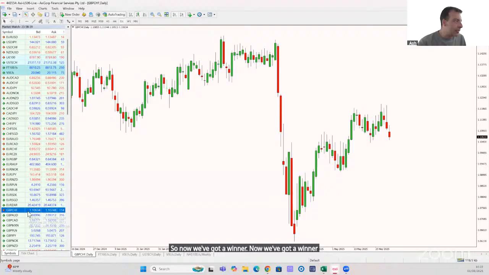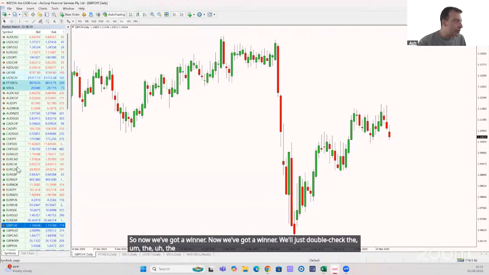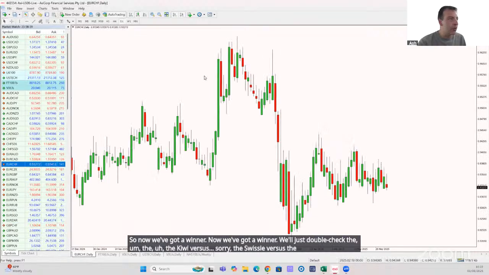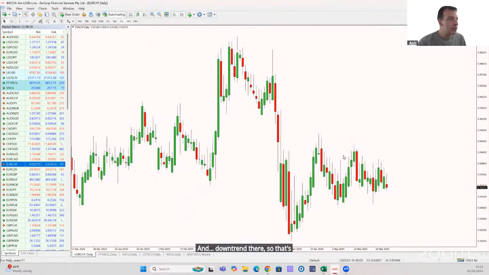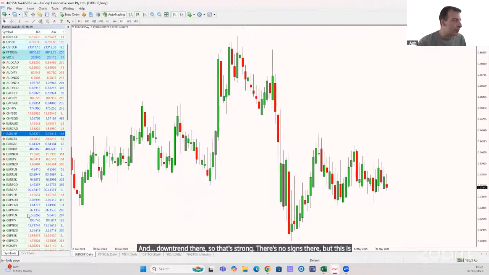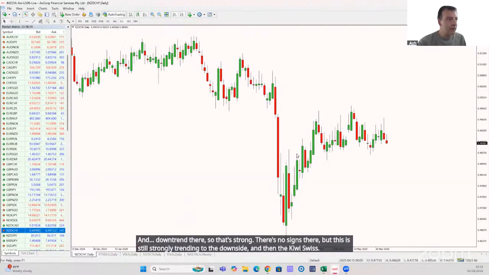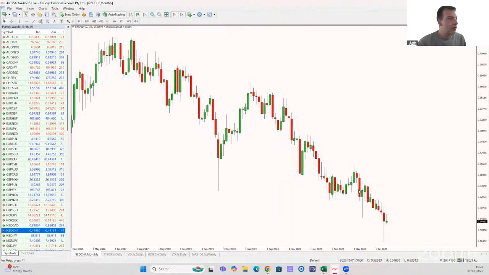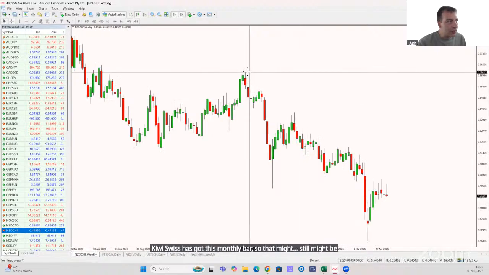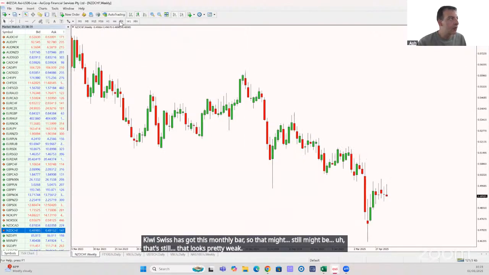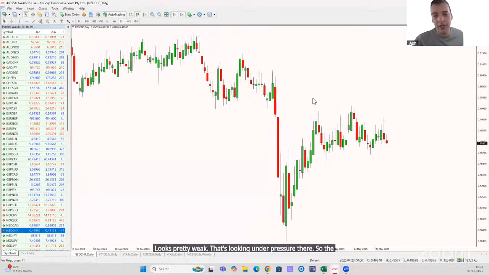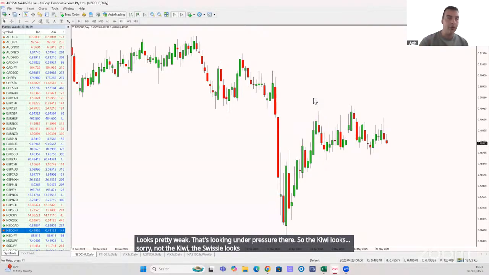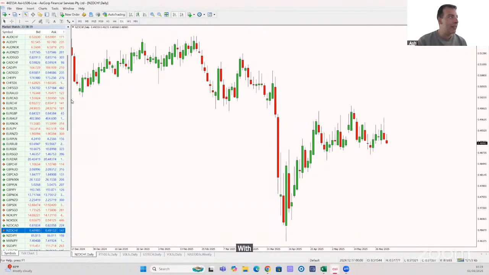We'll just double check the Kiwi versus the Swissy versus the Euro, and downtrend there. So that's strong. There's no signs there, but this is still strongly trending to the downside. And then the Kiwi Swiss has got this monthly bar. That looks pretty weak. That's looking under pressure there. So the Kiwi looks, sorry, not the Kiwi. The Swissy looks like the one to be on the upside, with the CAD and the yen to the downside.